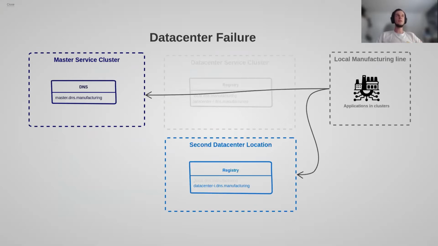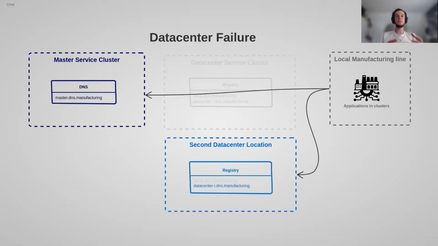So the local manufacturing line can then either go to the master, which is currently running in Azure, or if the master is also not available, but it has some connection to another data center, it can then take the second data center location. And this is a real benefit, because each site that is added to the network of manufacturing sites is basically another failover that we build in.